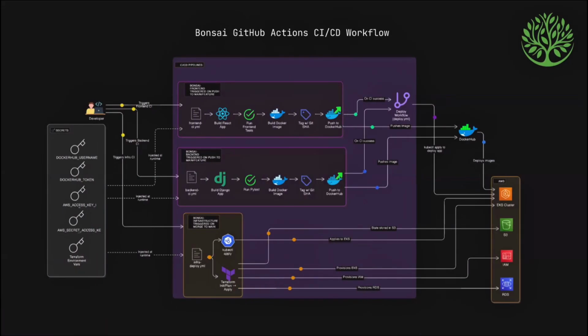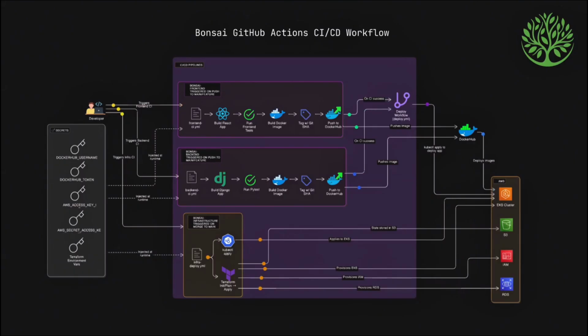This diagram shows our full CI/CD pipeline, and all of this was managed in one GitHub repo. We have 4 GitHub Actions workflows: front-end, back-end, infrastructure, and deployment. When code is pushed to the repository, the front-end and back-end workflows run tests, build Docker images, tag them, and push the images to Docker Hub.